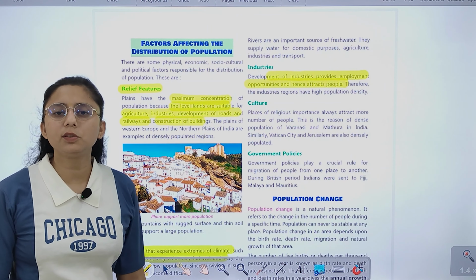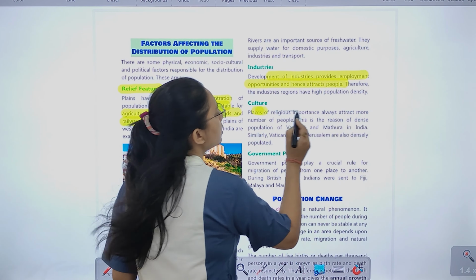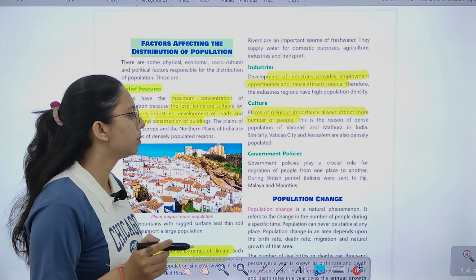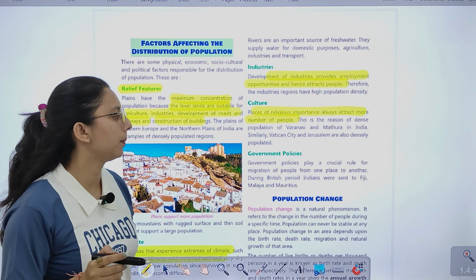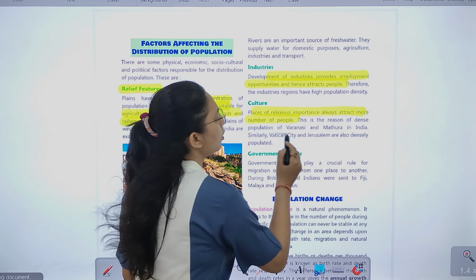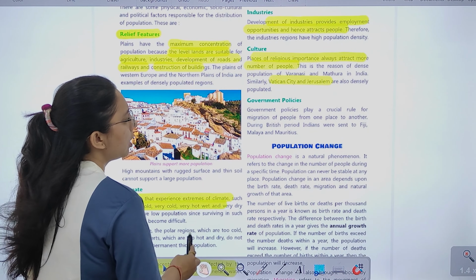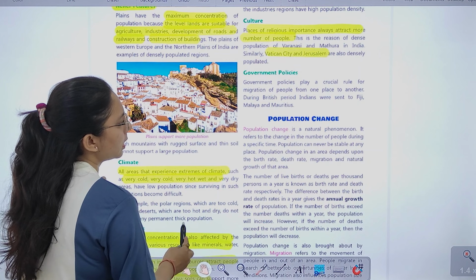If we talk about culture, places of religious importance always attract a number of people. This is the reason for the dense population of Varanasi and Mathura, like Vatican City and Jerusalem, densely populated. Now government policy: government law and policy play a crucial role, right.